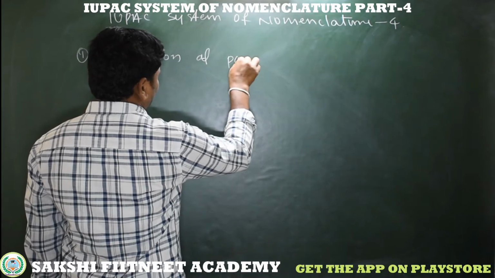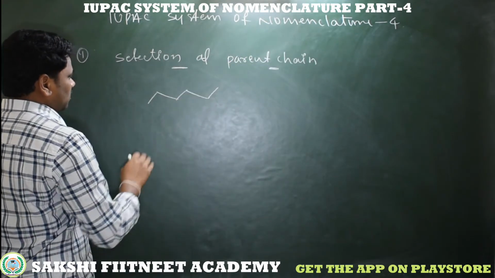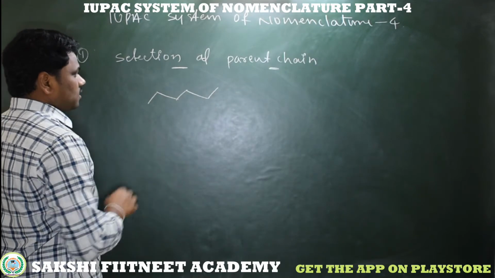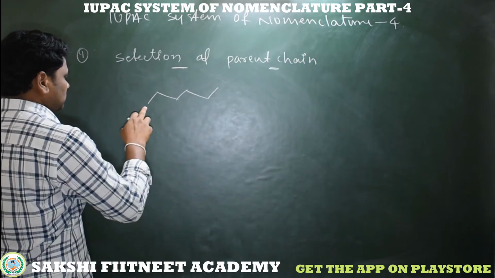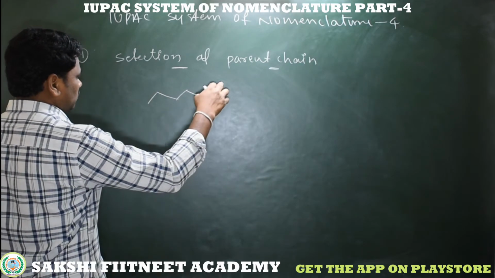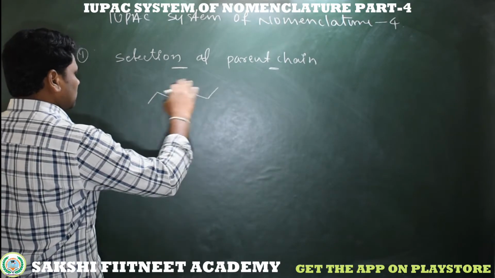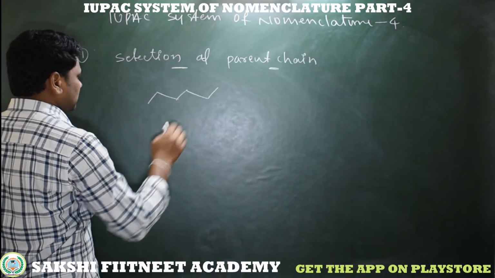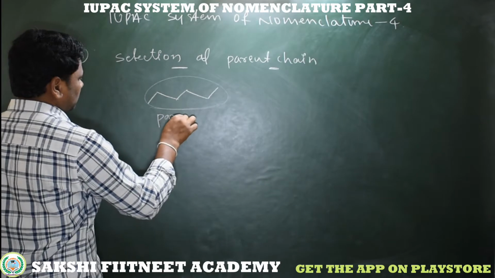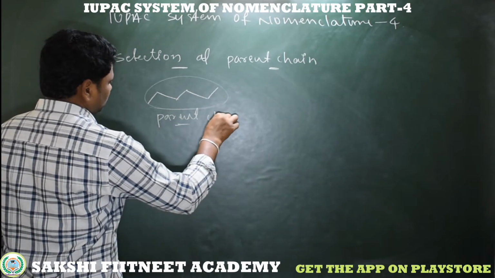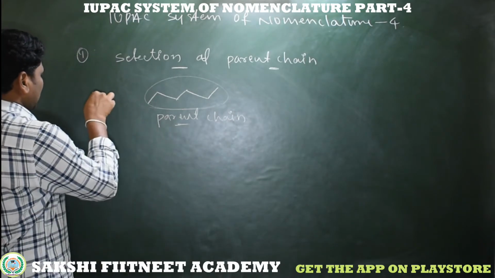Selection of parent chain. In a molecule, if it is a chain molecule, the compound which has the longer chain becomes the parent chain. Example, this is a compound CH3, CH2, CH2, CH2, CH2, CH3. So here how many carbons are there? 1, 2, 3, 4, 5, 6. So only one chain. This is a 6-membered chain. So the complete chain becomes the parent. 6 carbons are there.